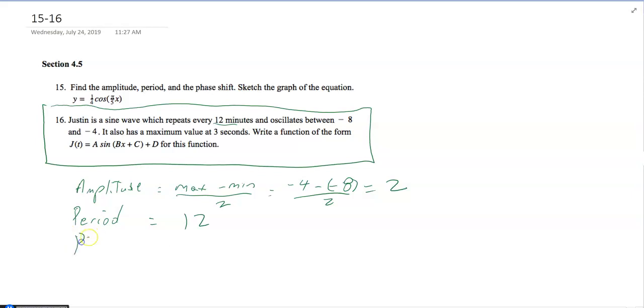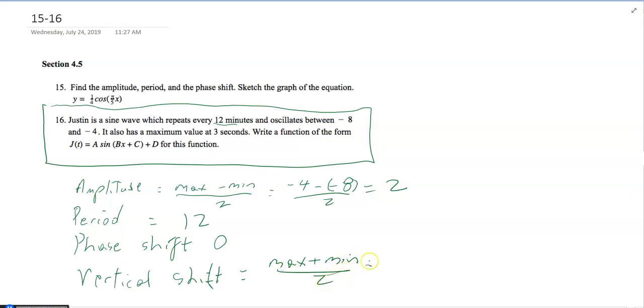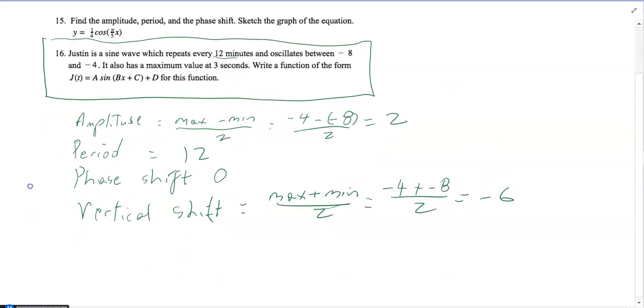The phase shift: there's no phase shift given, so the phase shift is 0. That tells you it's a perfect sine wave, it seems. The vertical shift is equal to max plus min over 2, so that is -4 plus -8 over 2. So we have -12 over 2, which is equal to -6. So now we have enough information to write our equation.